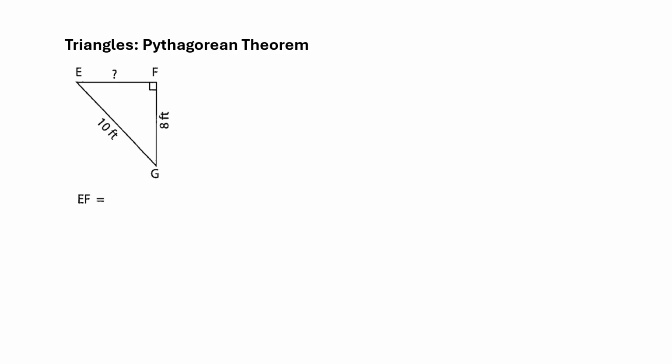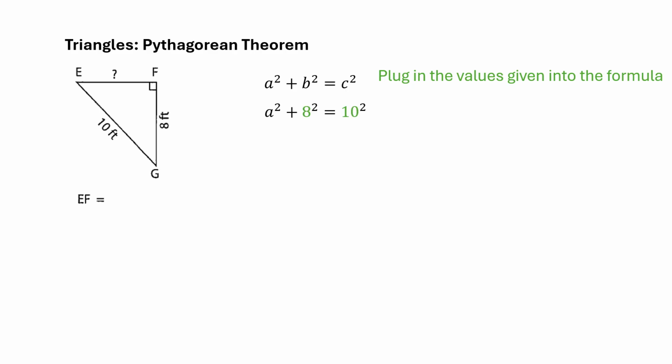Again, you need the Pythagorean Theorem formula. A squared plus B squared equals C squared. Well, let's plug in the values that we were given. We have an 8 and we have a 10. Which is which? Well, the 10 is already on the diagonal, so that automatically makes that the C value. 8 can go into either the A or the B spot, your choice.